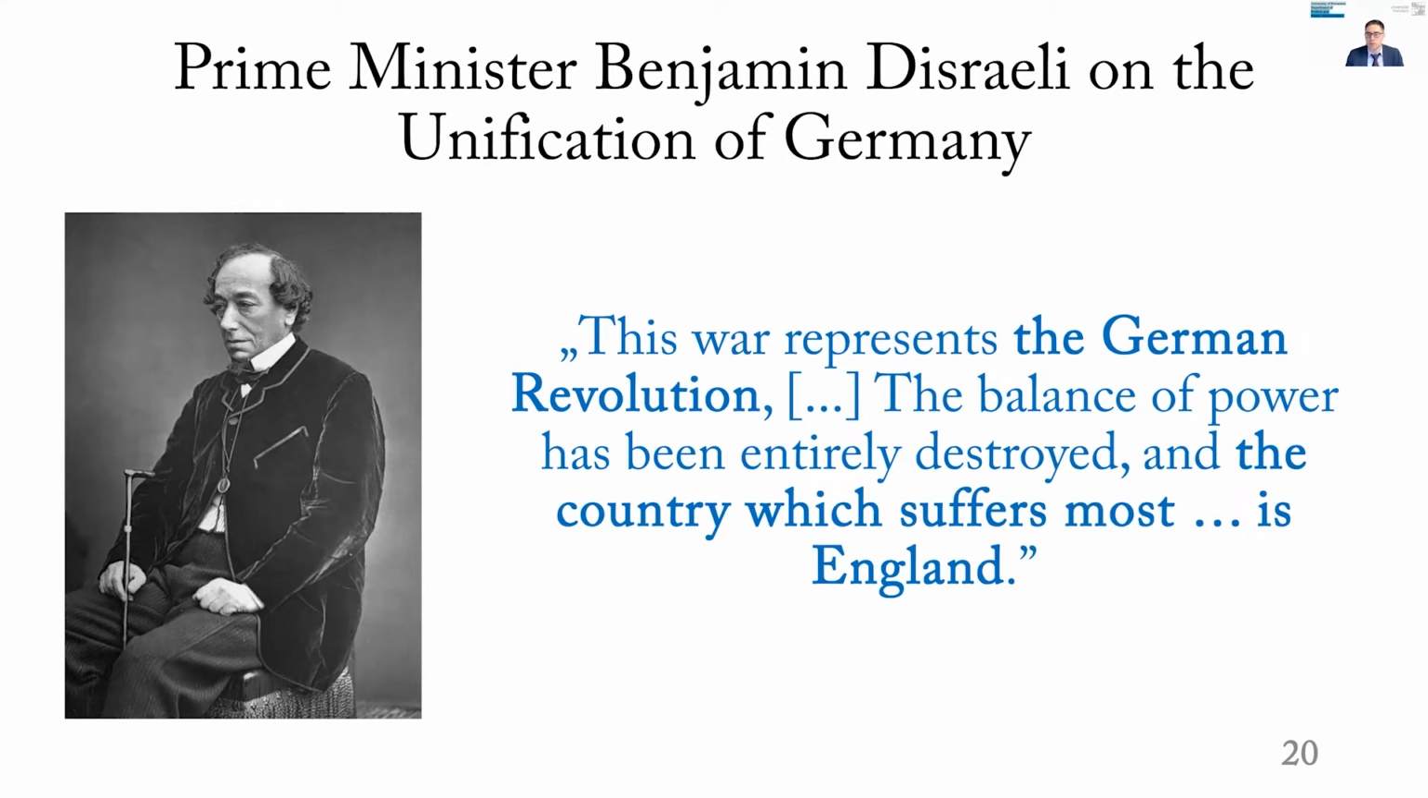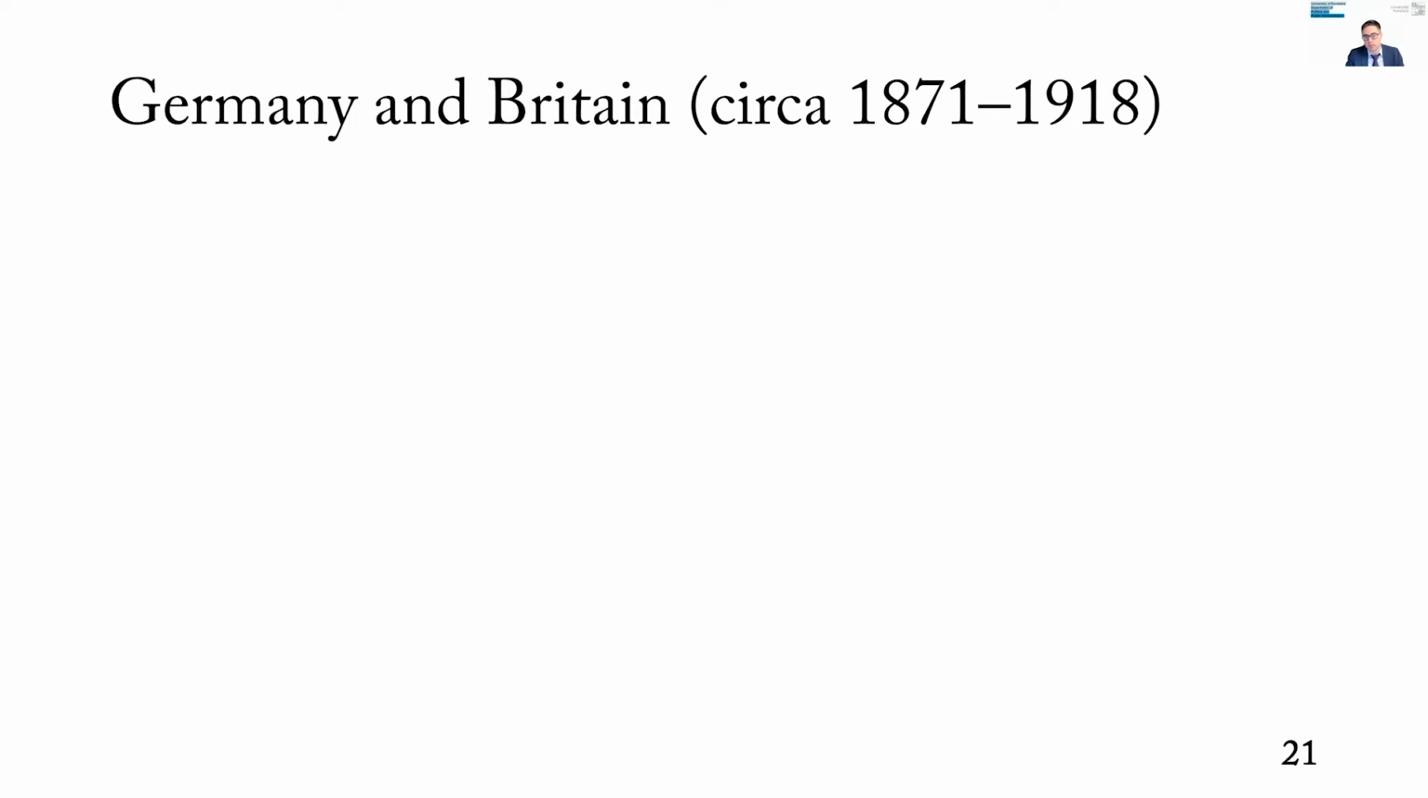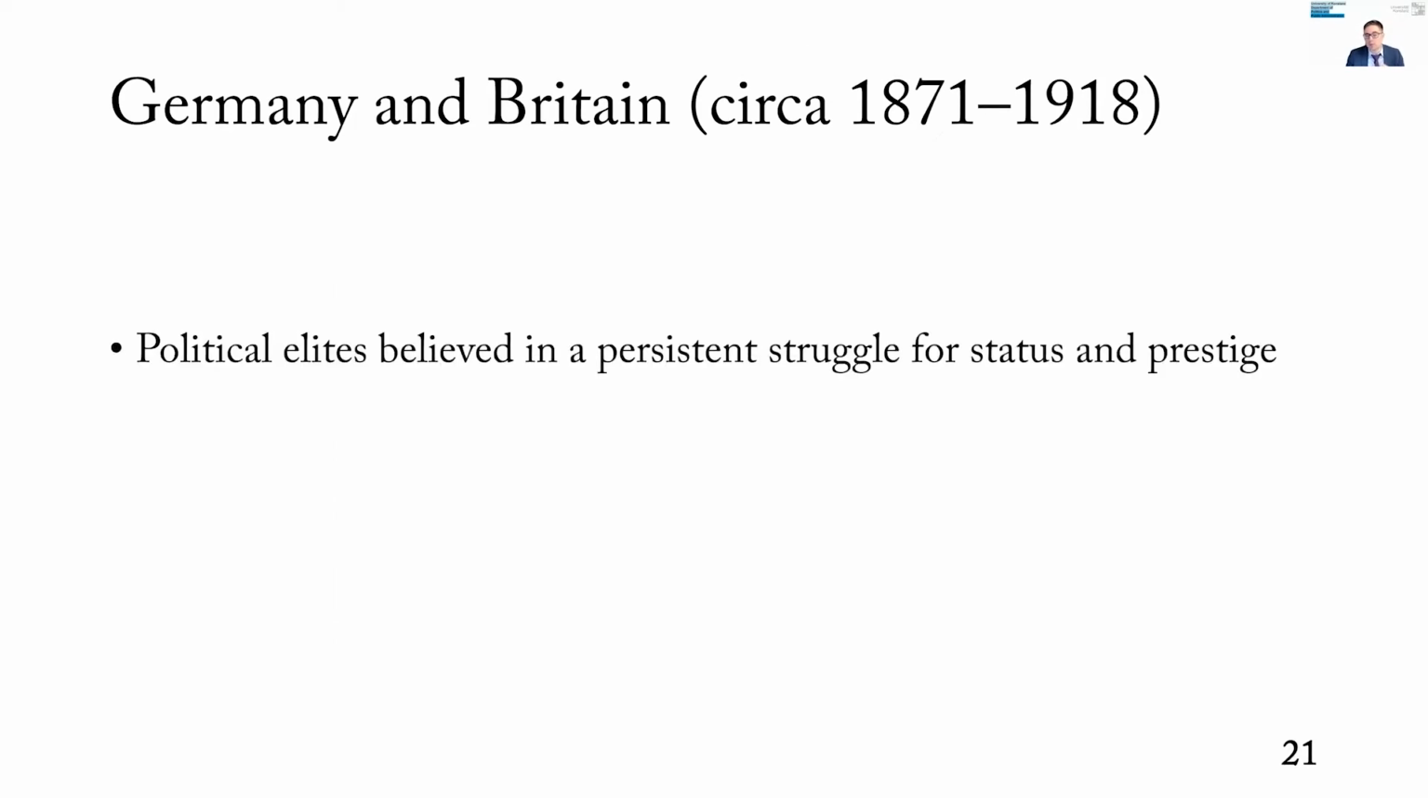England. And so you can see that German unification created an extremely powerful state at the center of Europe, and by doing that also destroyed the balance of power that had been highly beneficial to the leading world power of the time, Britain. So how did the different mechanisms play out in this rivalry? There's a lot of evidence that the political elites in both of these countries believed that they were in a persistent struggle for status and prestige.